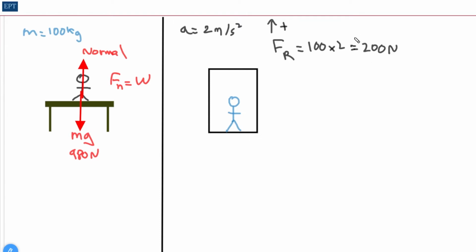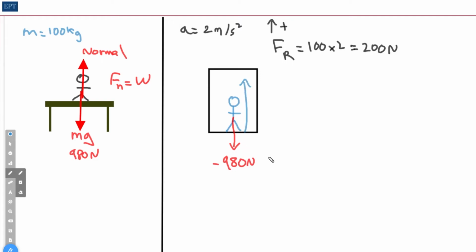And that force can only be provided through the normal force. But that's not the size of the normal force. The reason for that is because, of course, this person still has a weight. And the weight is downwards. And it's still 980 newtons, although really, I want to put a minus in there because it's going downwards. It's negative, isn't it? So the normal force going upwards must be big enough to overcome this 980 by 200.